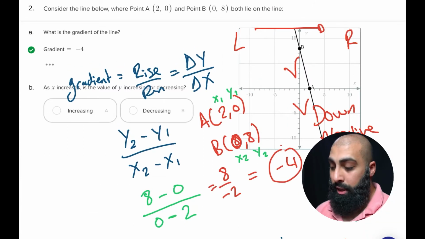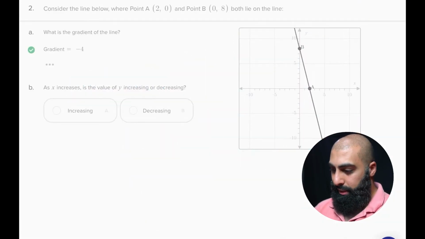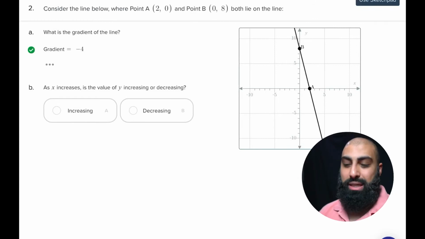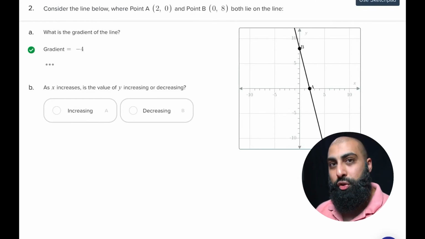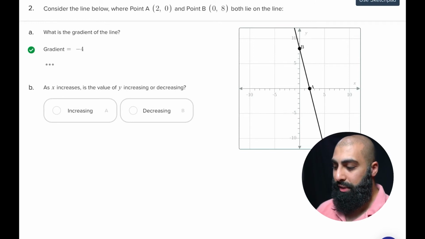Okay, good, excellent. Let's clear this up because it's a bit messy here, and let's see what the next question is. Part B says, as x increases, is the value of y increasing or decreasing? So let's have a look at this then.